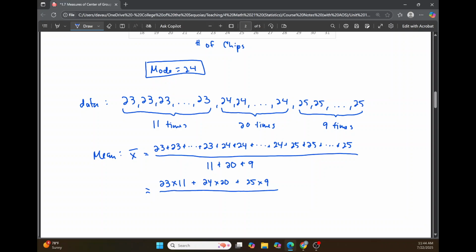Okay, and then 11 plus 20 plus 9. And now if you head over to the Desmos calculator and you type this into the calculator exactly the way it looks, it'll spit out the correct answer for you. So let's go ahead and do that.